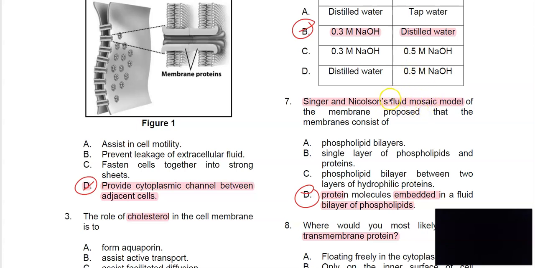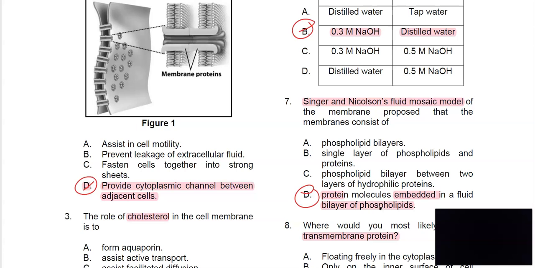Okay, so for fluid, why is it fluid? Because the molecules, especially phospholipid, found in the membrane can move in two ways. The first movement is lateral movement. The phospholipid molecule will move laterally along the plane of the membrane, and this will occur frequently. The second movement is flip-flop. Flip-flop movement of phospholipid molecules will occur rarely.